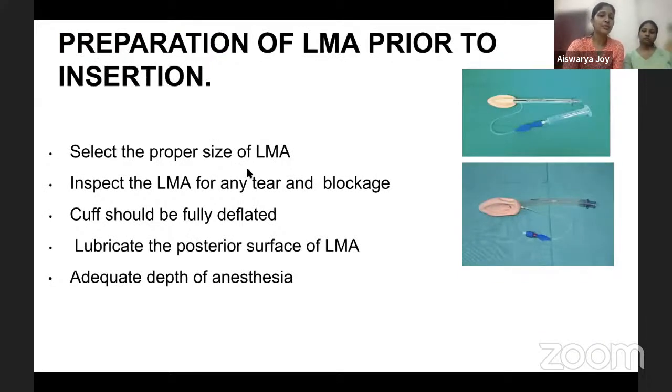Now we are moving to the technique of insertion of LMA. Select the proper size of LMA according to the weight of the patient. Inspect the LMA for any tear and blockage. The cuff should be deflated, and lubricate the posterior surface of the LMA with a water-based lubricant gel. Adequate depth of anesthesia with IV or inhalational agents is important for smooth insertion of LMA.